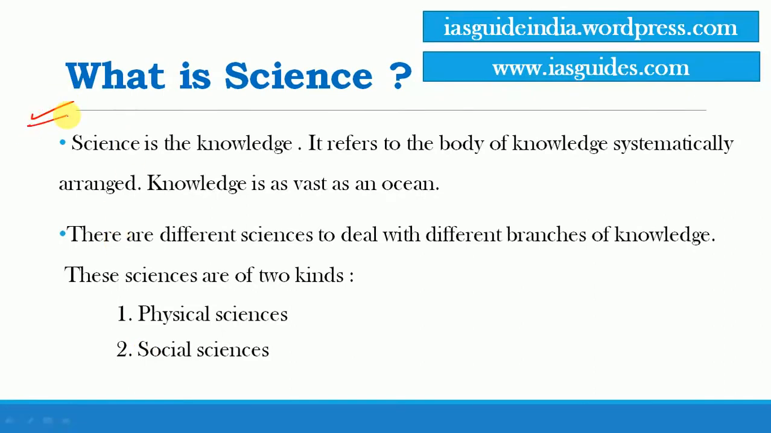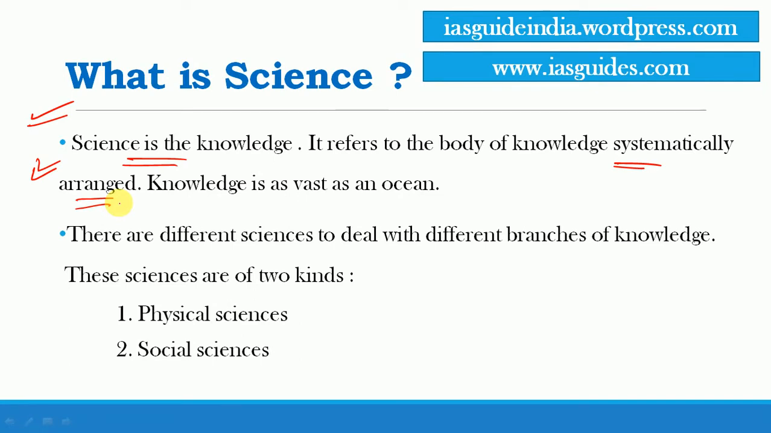The question is, what is science? See, science is knowledge. But this knowledge is not haphazard knowledge. This knowledge is systematically arranged knowledge. Knowledge can be anything, it can be acquired in any form, and it can be haphazard. But science means the knowledge which is arranged in a certain order, a certain systematic way. That is known as science.